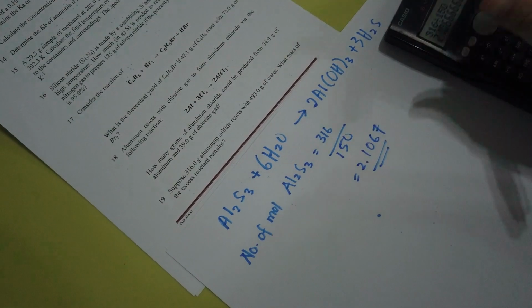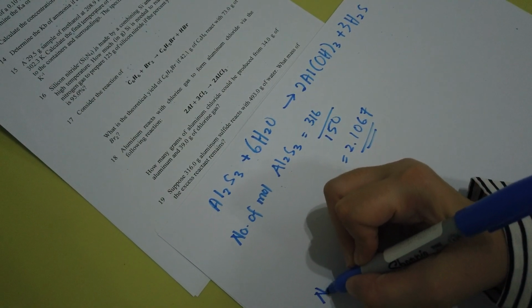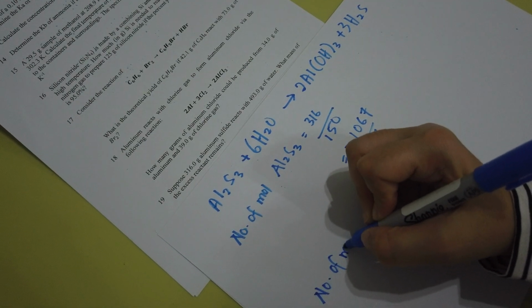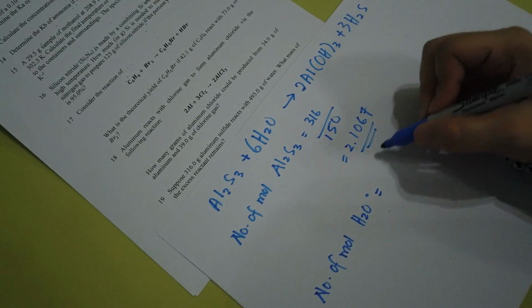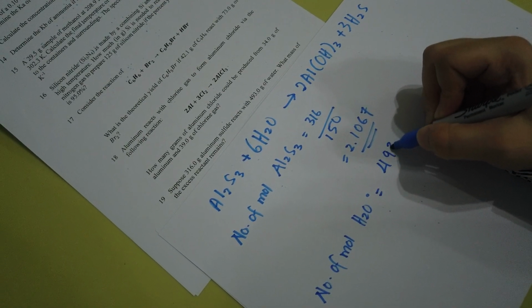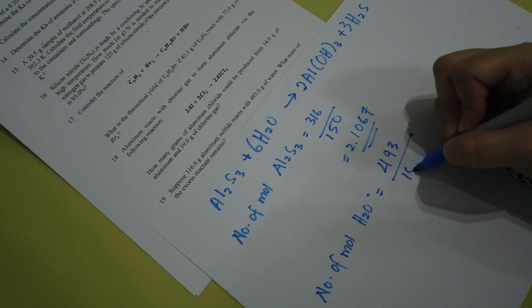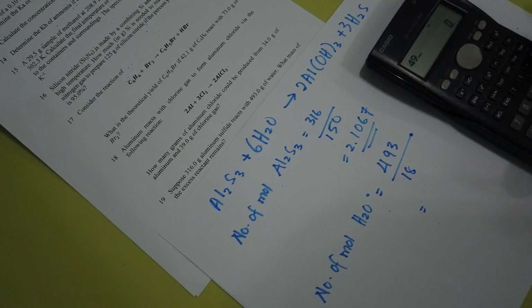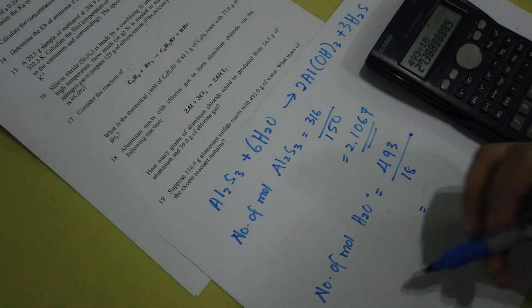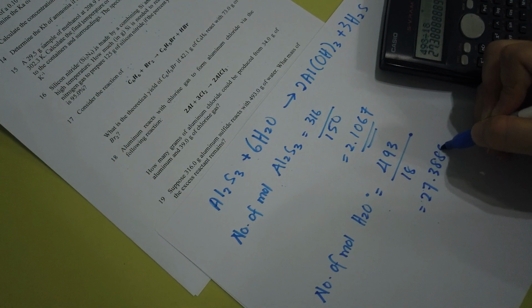2.1067. So now you have to calculate the number of mole for water, equivalent to the mass 493 divided by the RMM for water equivalent to 18. So you get 3 divided by 18, you will get 27.3889.